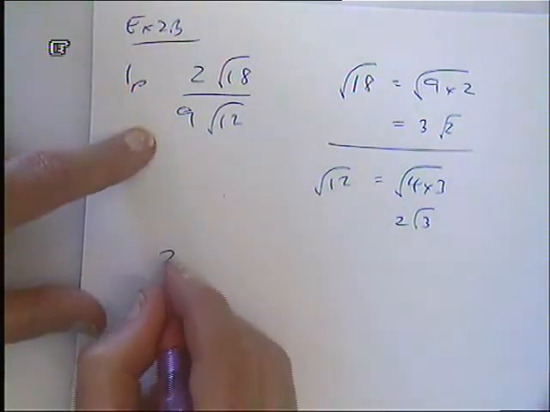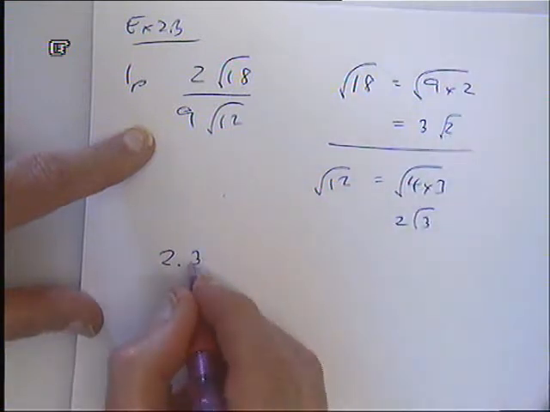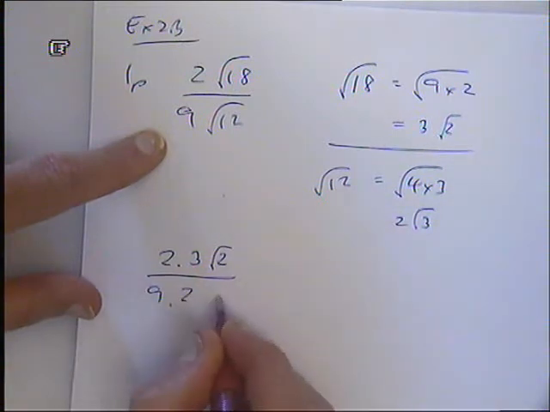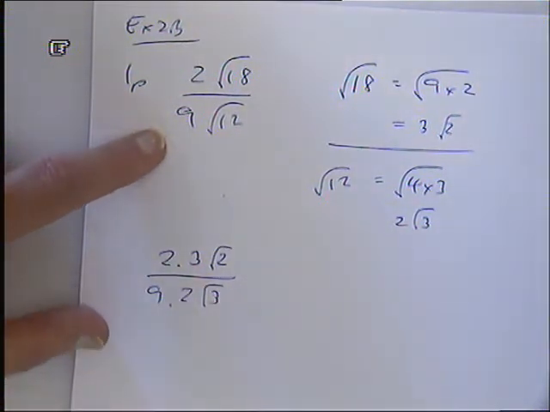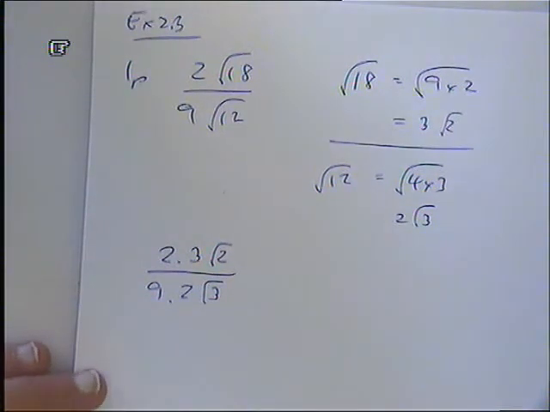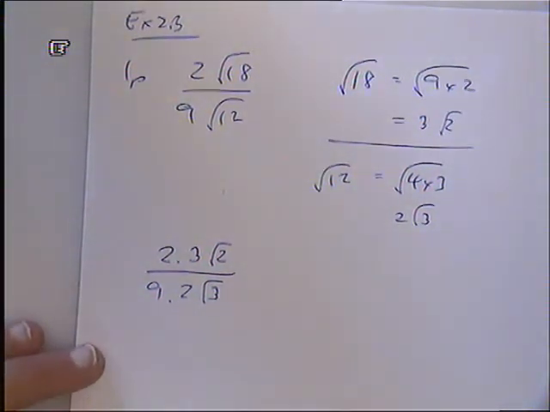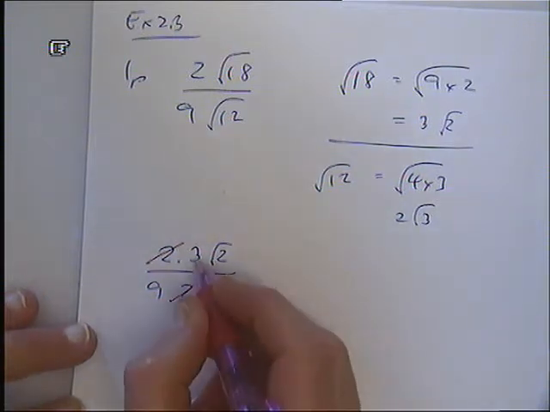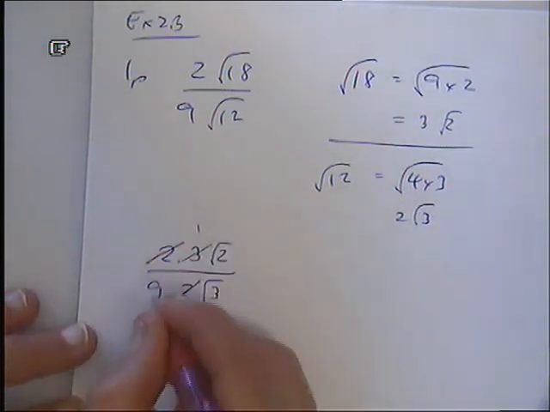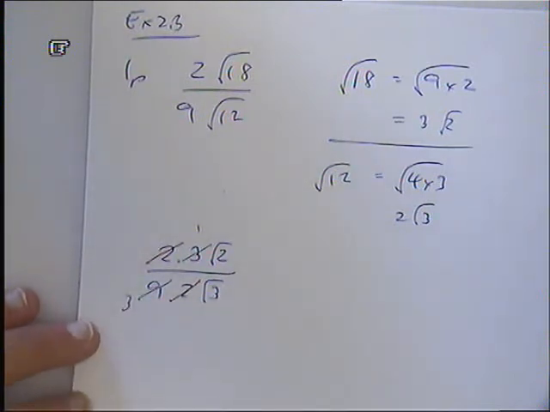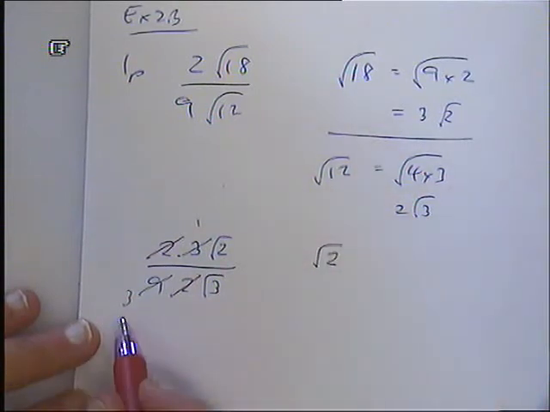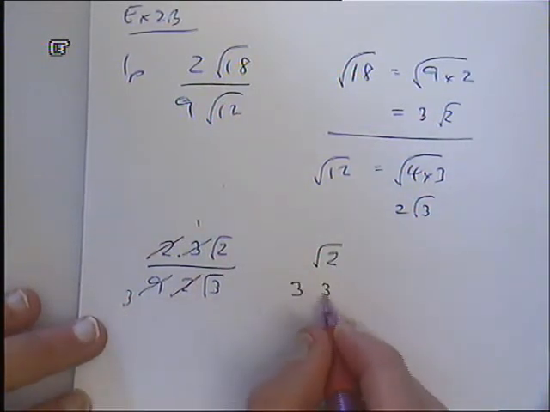So my question is 2 times by 3 times by root 2 over 9 times by 2 lots of root 3. Then just see if you can do any cancelling out. The easy cancelling is that 2 with that 2. The next easy cancelling is a 3 with a 9. 3 goes into that once, 3 goes into that 3 times. I'm just going to write down what I'm left with at that point. On the top I'm left with the root 2. On the bottom I'm left with 3 root 3.